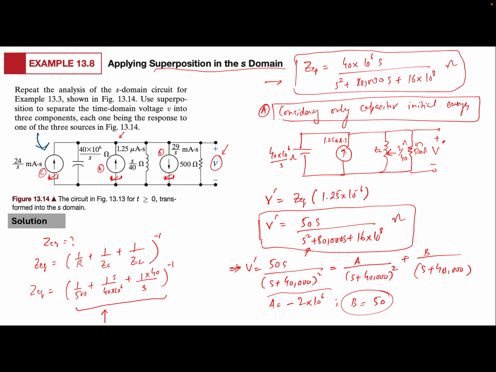So once you find these values, plug in these values over here. Okay, so let me plug in these values. So your V dash should come out to be A over S plus 40,000 whole square, so A is minus 2 times 10 to the 6 over S plus 40,000 whole square plus B, which came out to be 50, over S plus 40,000, right? And now I have to find the inverse Laplace transform. So for example, I can find V dash in the time domain equals Laplace inverse of capital V dash, right?